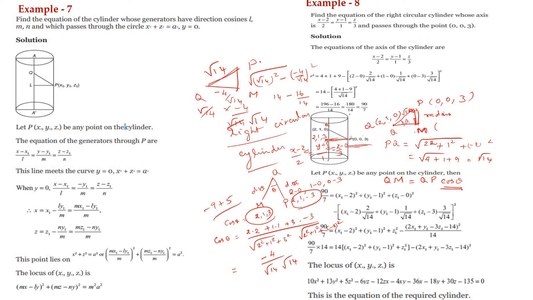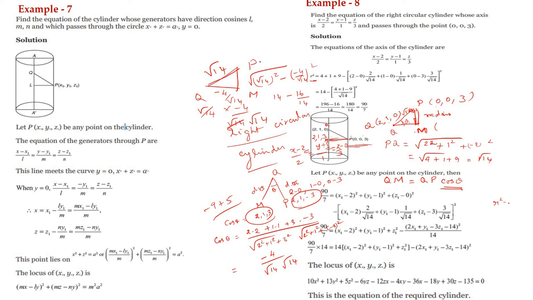So when we simplify, we get 196, 14 square minus 16. So 196 minus 16 by 14. On simplification that gives you 180 by 14, and on simplification again 90 by 7. So that is R square, and therefore we can obtain what R is.